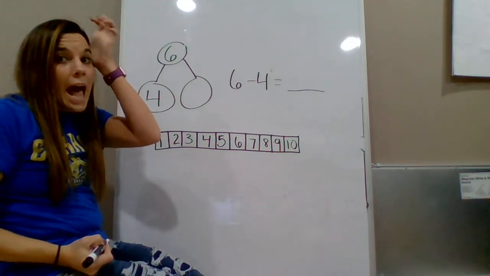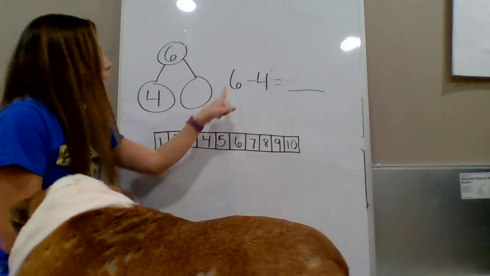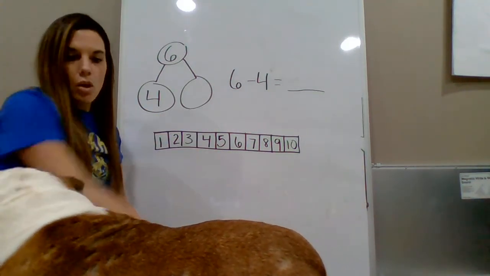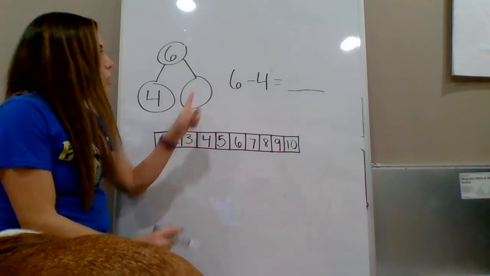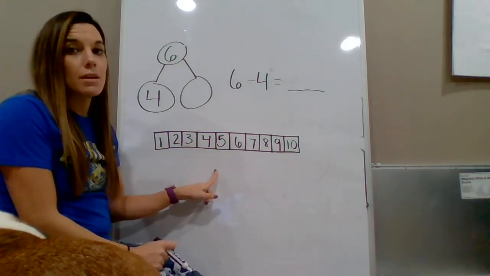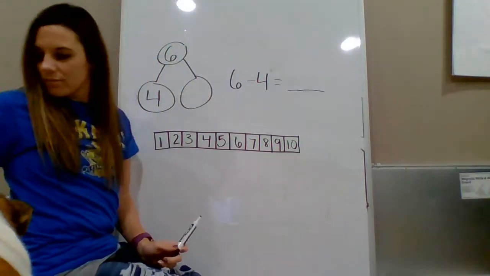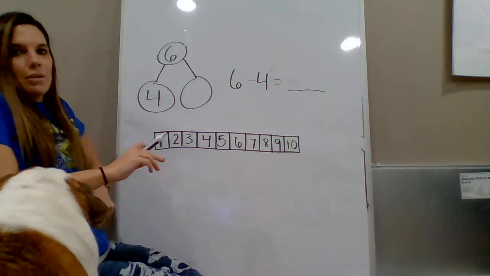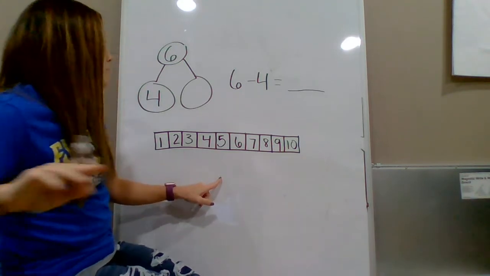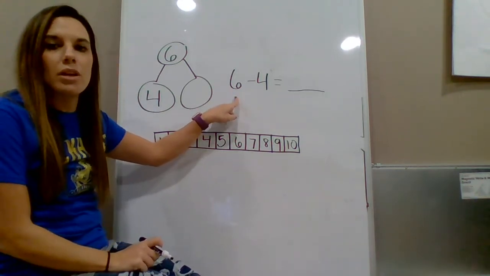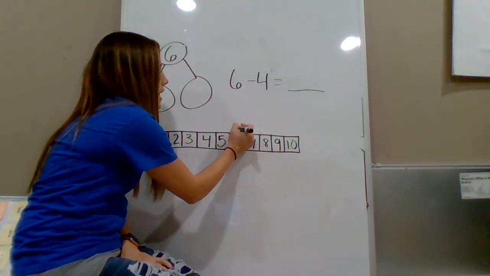Now, I'm not adding, so I'm not going to start at 6 and count on by 4. I'm subtracting. When we subtract, that means we're taking something away. So, we're going to use the number path to subtract. When we subtract, we're going to start with the biggest number. We're going to start with the first number. What's the first number of our subtraction sentence? It's the 6. So I'm going to put a little dot at the number 6.